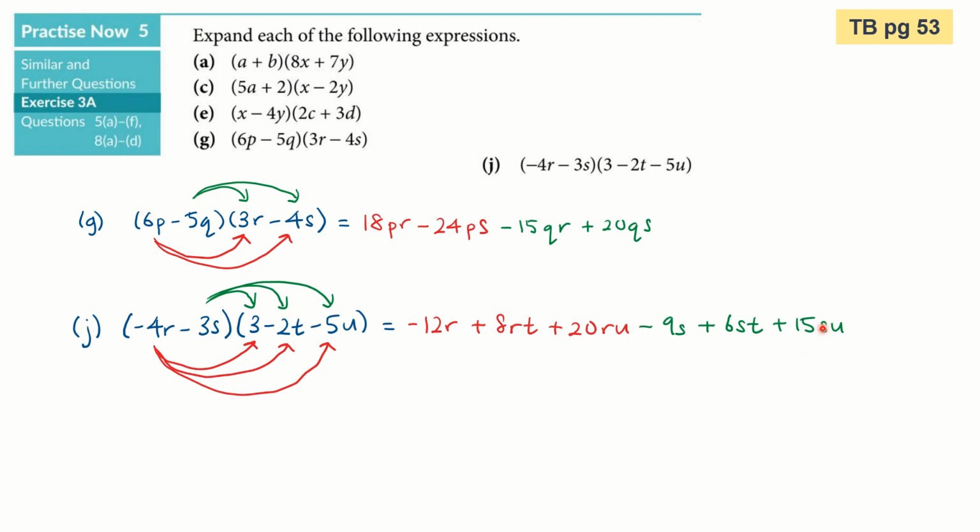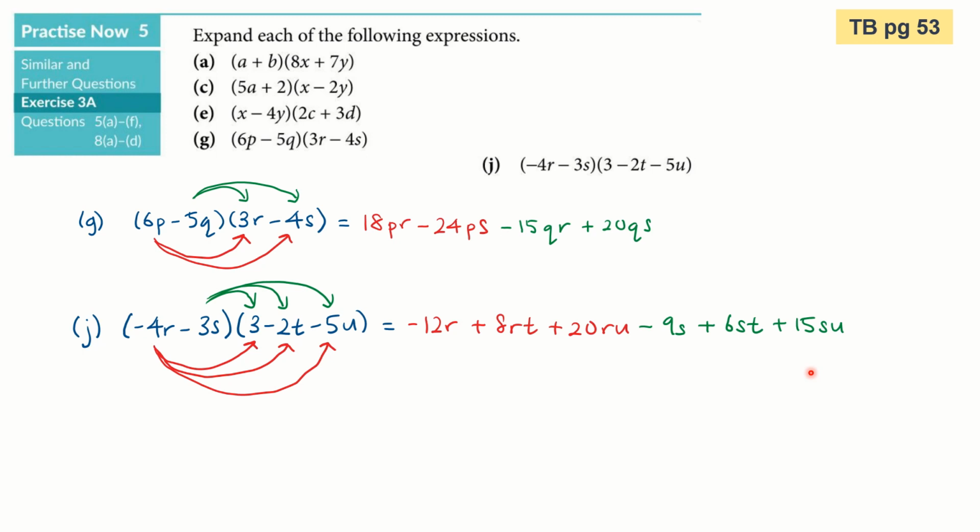Okay, notice that in practice now 5, my answers are left as such. I did not have to simplify it because the terms that we arrive at do not have any like terms. For example, in part G, this is a PR, this is a PS, this is a QR, and this is a QS. They are all unlike terms, they are different. So therefore, there's no way for us to simplify our answer. We can only do our expansion and stop at there. Likewise, in part J, looking at all the algebraic letters carefully, they are actually all different. So there's no like terms at all.